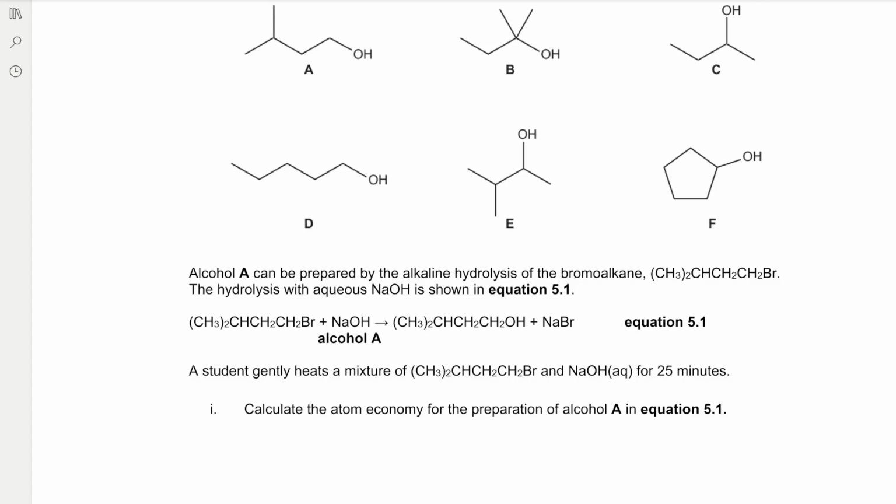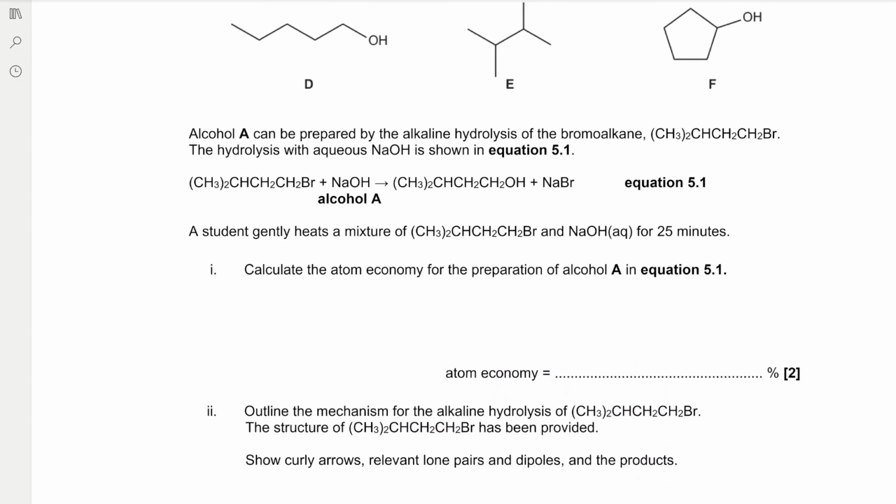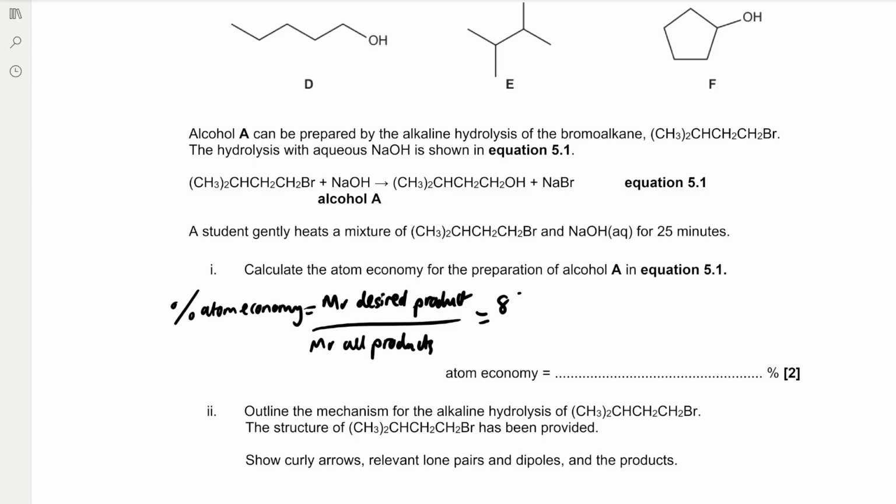A student gently heats a mixture of the haloalkane and sodium hydroxide for 25 minutes. Calculate the atom economy for the preparation of alcohol A in equation 5.1. So we need to remember the equation for the atom economy, and that is the Mr of the desired product divided by the Mr of all the products, which in this case is 88 divided by 88 plus 102.9, which when you multiply by 100 gives 46.1% to three significant figures.